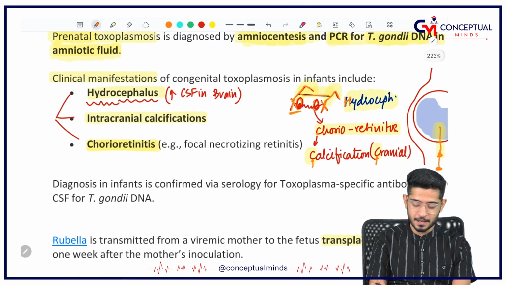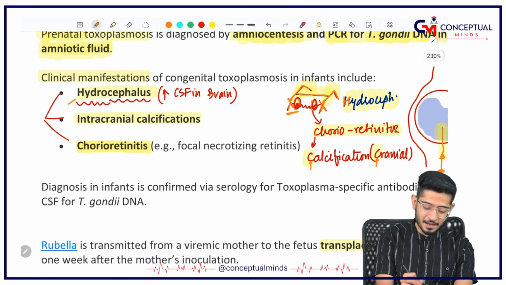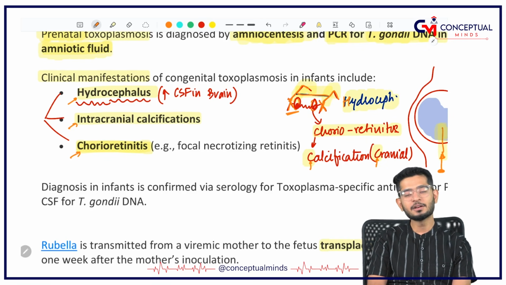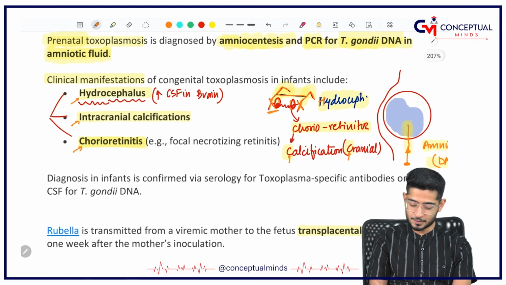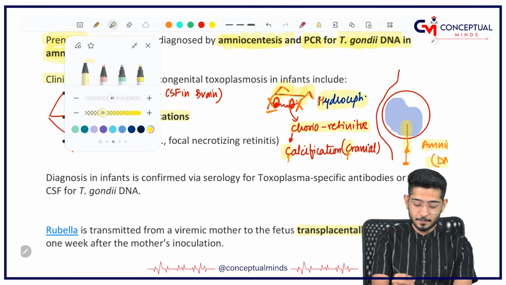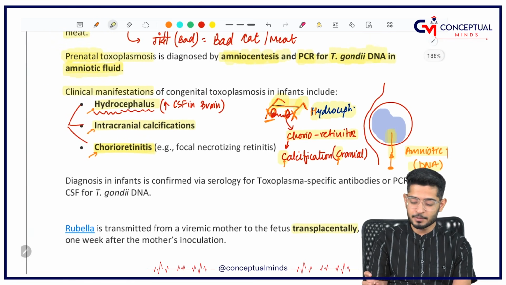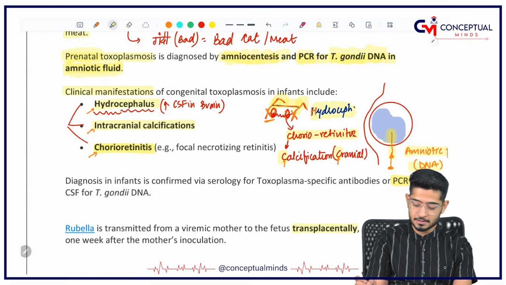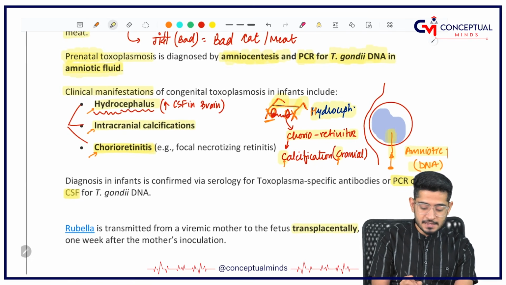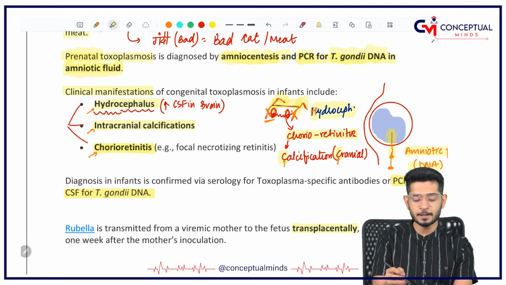So this toxoplasma can cause hydrocephalus, and is responsible for intracranial calcifications and chorioretinitis also. Okay, so this is important. And yes, definitely the diagnosis is confirmed via PCR, right? I have told you already. How will you see PCR? PCR of CSF for Toxoplasma gondii DNA.